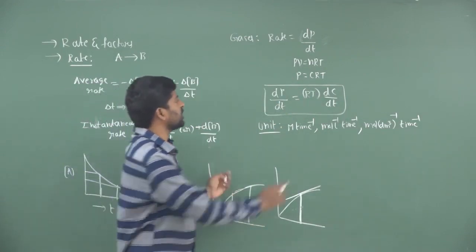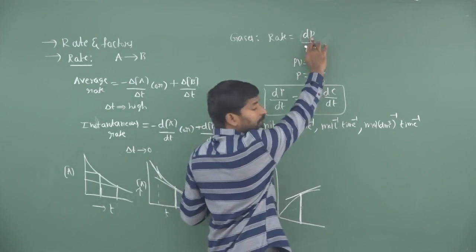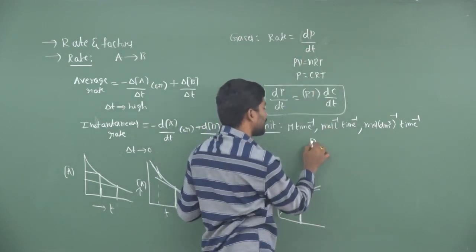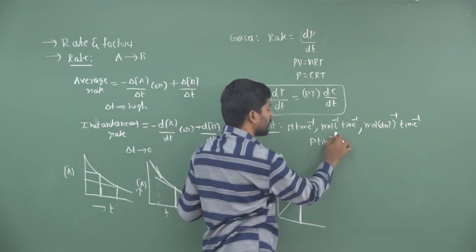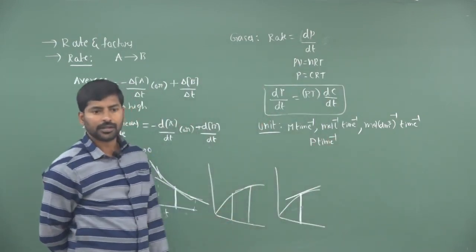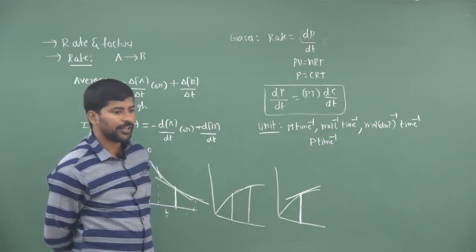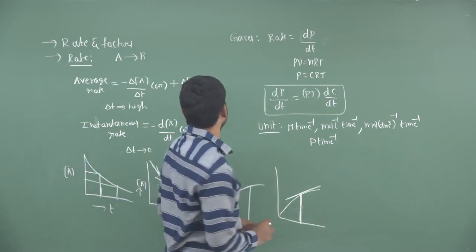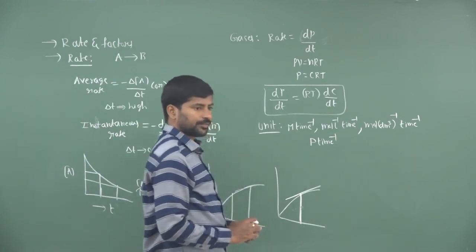If you take reactions involving gases, what do we get? Change in pressure by the time taken for that change. That means pressure units time inverse we will get: atmospheres or torr, millimeters. These are the various units for the rate of a reaction.